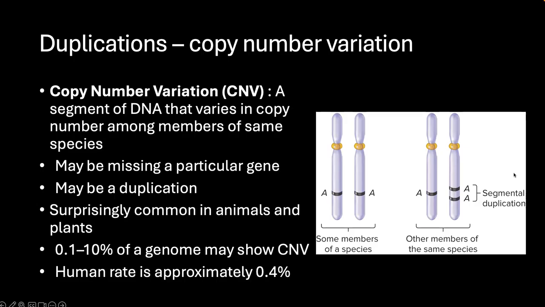Duplications result in copy number variation among our chromosomes. So within a genome, a particular gene may occur more or fewer times on a particular chromosome due to duplication events. This is surprisingly common, and in humans, the rate of copy number variation among our chromosomes is about 0.4%.